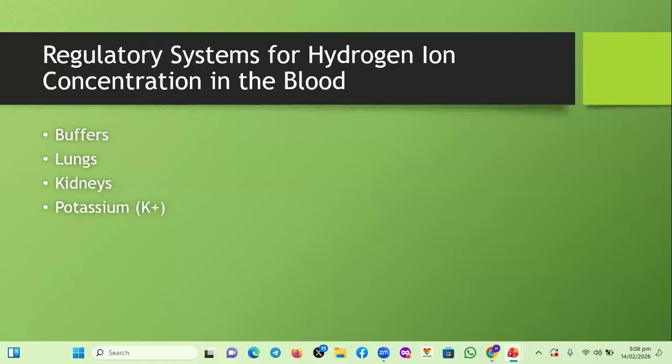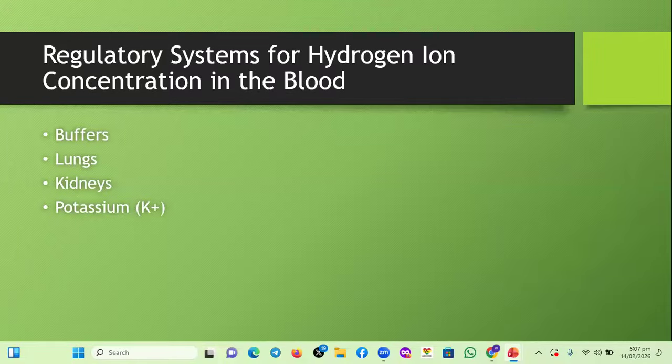The same thing, if the body is lacking acid or lacking hydrogen ion, the kidneys can also work to retain the hydrogen ion and then neutralize the alkalotic nature if the body is alkalotic. So the kidneys play a similar role, just as the lungs also play, by regulating hydrogen ion levels.